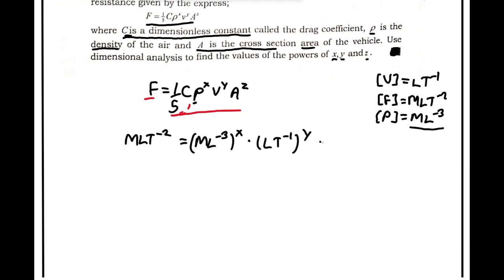to the power y. Lastly, we have area. What's the dimension of area? We didn't find it, but we can find it. Area is equal to length times breadth. Now the dimensions of area: length and breadth are both length. So that's L multiplied by L, which is L squared. So the dimensions of A is L squared. So we can put L squared and then to the power z.